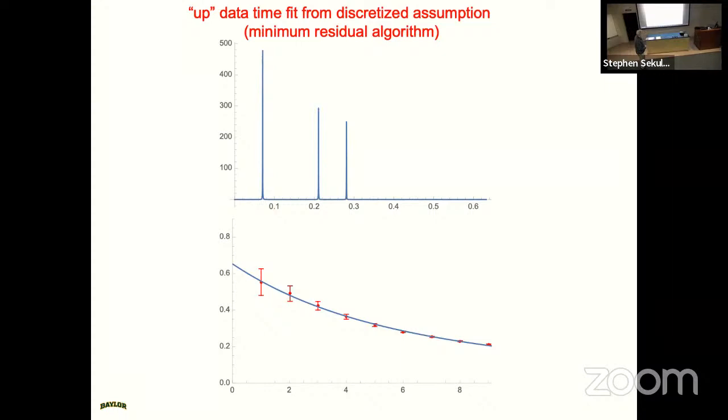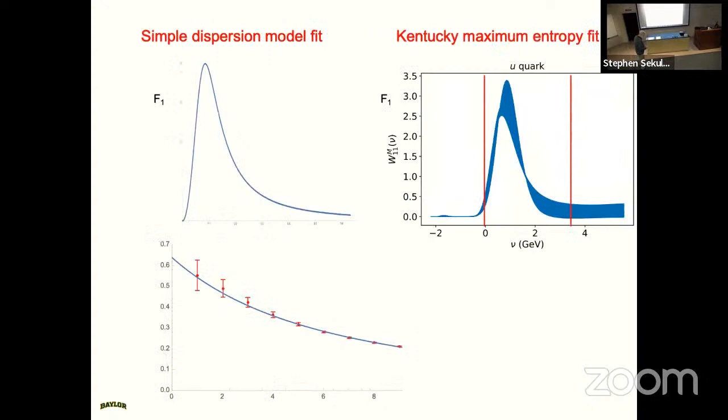Now, I'm just showing, really these should be Dirac deltas. They don't have any width. I just gave them some width for you to see it. How does it fit? It fits the data wonderfully. Okay, so here is what they did for F1.